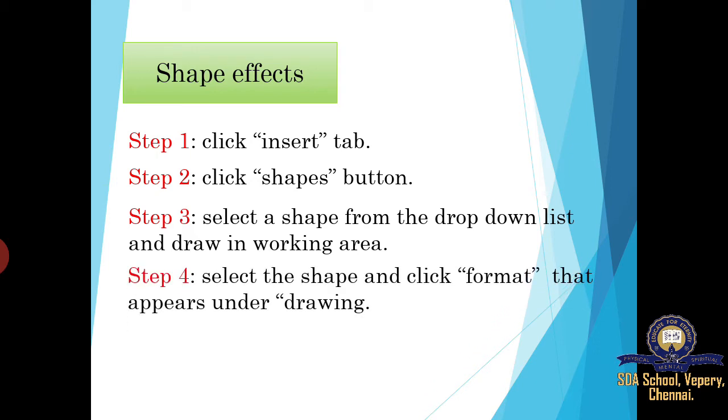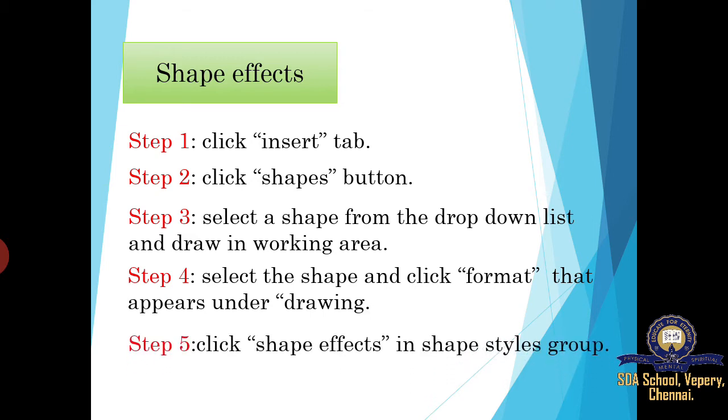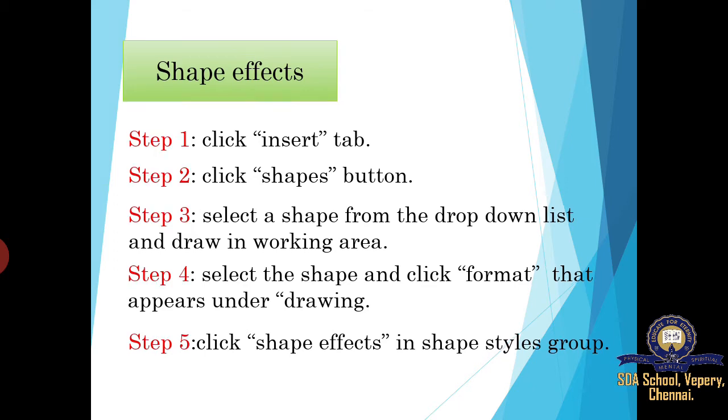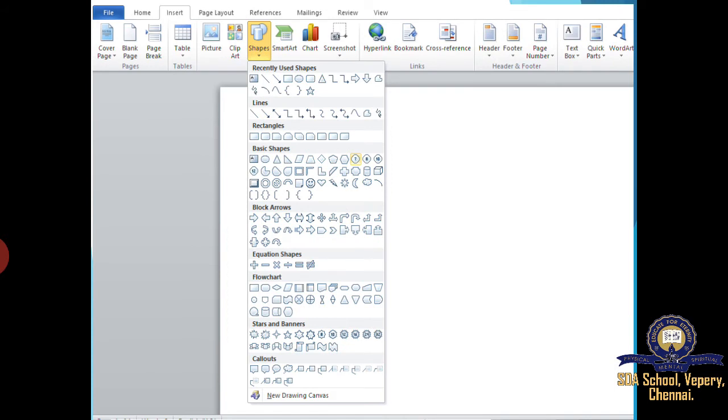Then select the shape and click Format, which appears under Drawing. When we click on that shape, a new tab opens on the top, that is the Format tab. In that Format tab, it shows many options. Then click Shape Effects in the Shape Styles group.